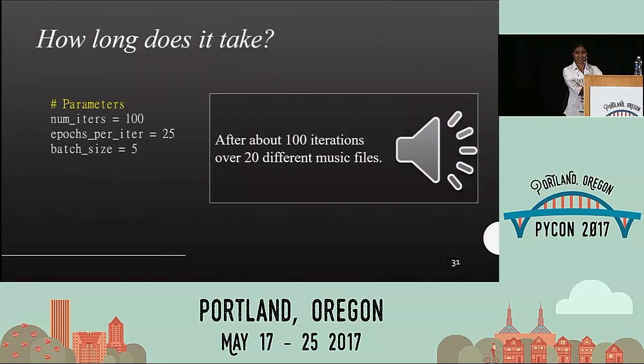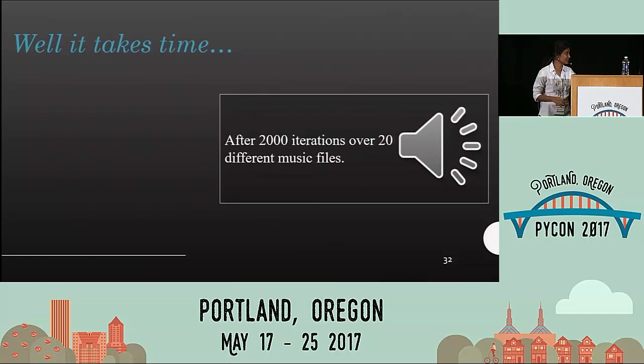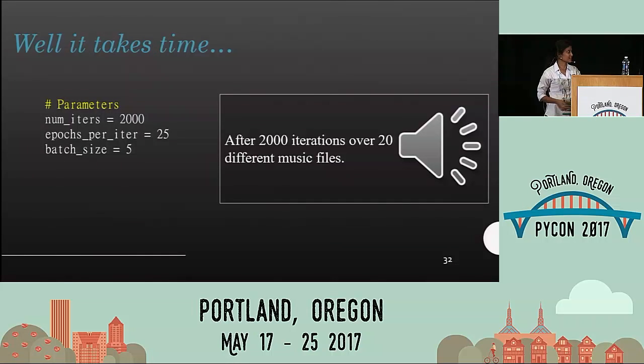So yeah, it's just noise. Your model hasn't learned anything. So you can't stop at 100 iterations. You at least have to do 1,500 or 2,000 iterations for your model to start generating some good music. So this is what we got after 2,000 iterations.